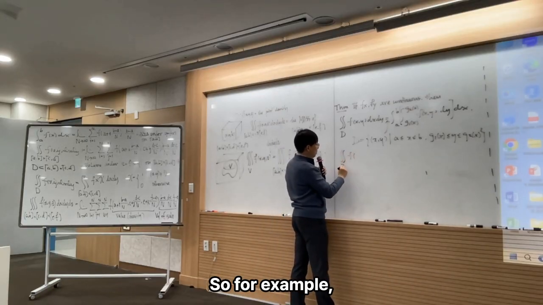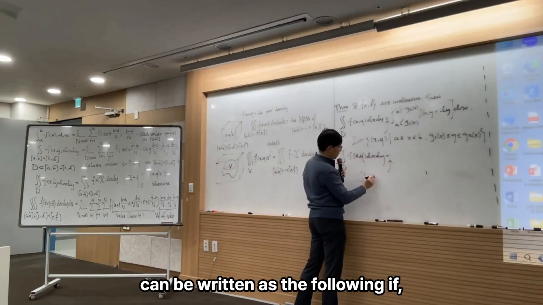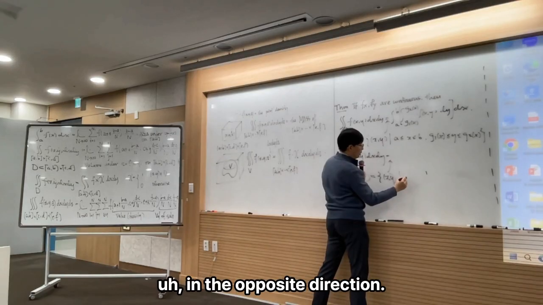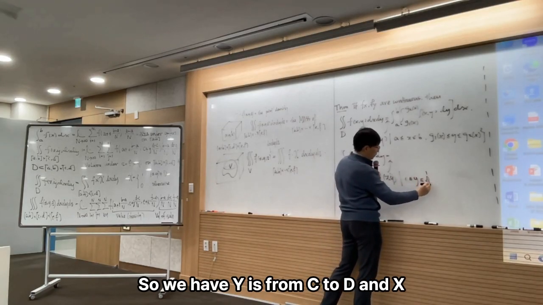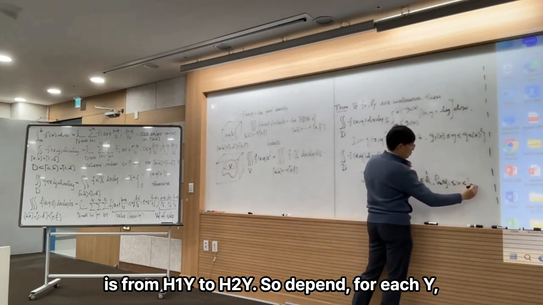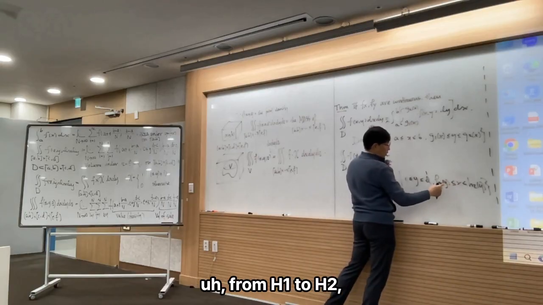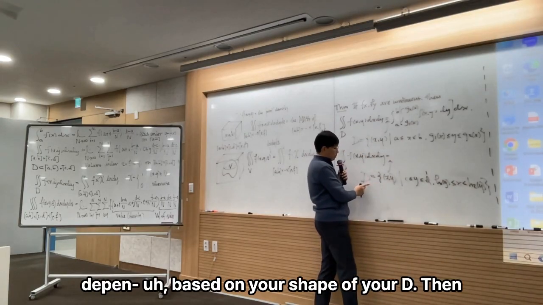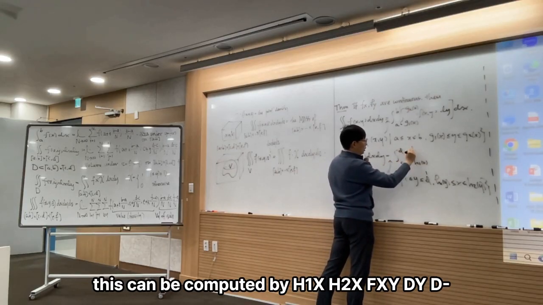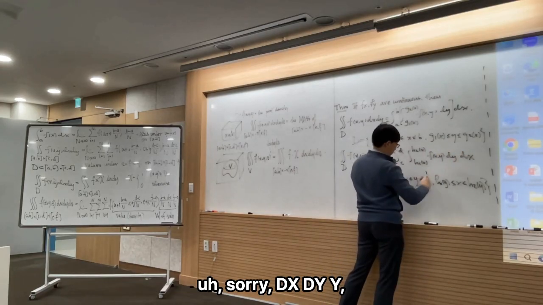So for example, your double integration can be written as the following. If your D is in the opposite direction, so we have y from c to d, and x is from h1(y) to h2(y). So for each y, you have a bound of your x from h1 to h2, based on the shape of your D. Then this can be computed by the integral of h1(y) to h2(y) of f(x,y) dx, then dy.